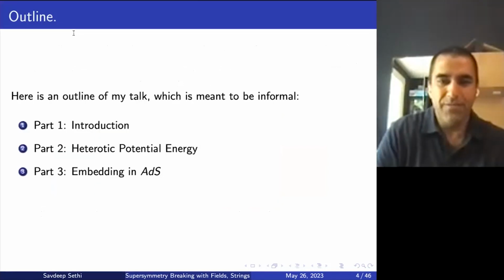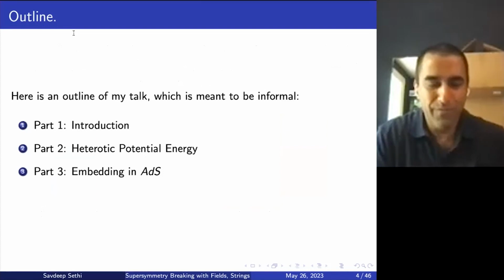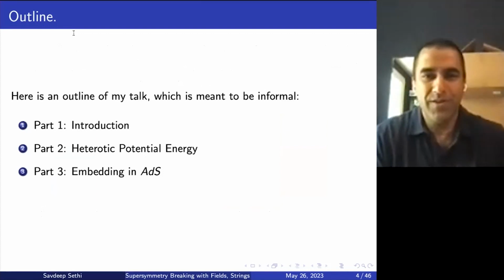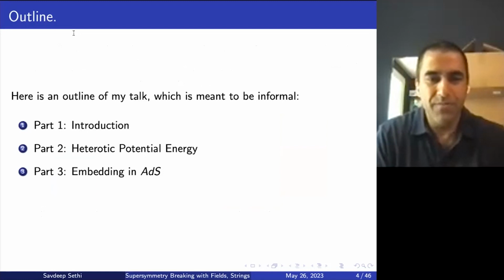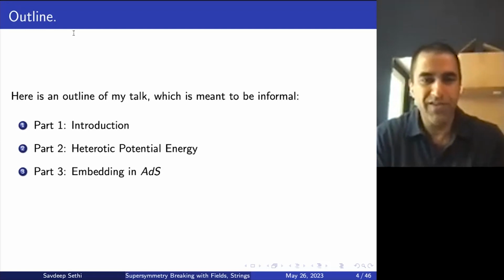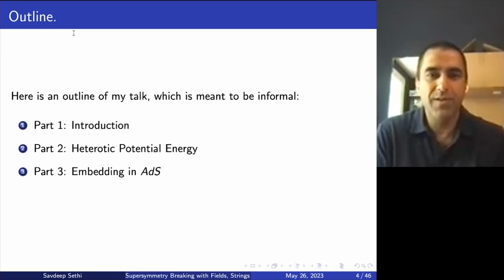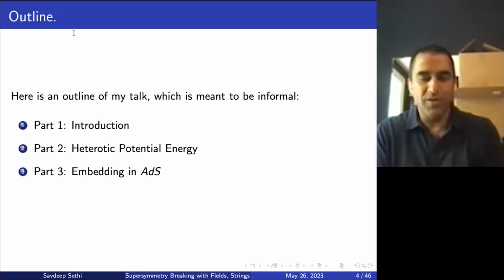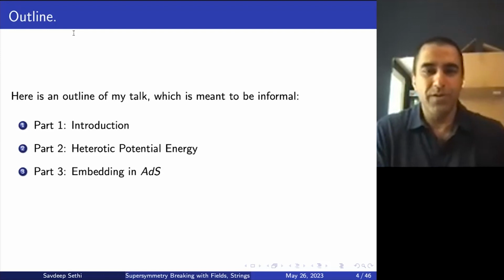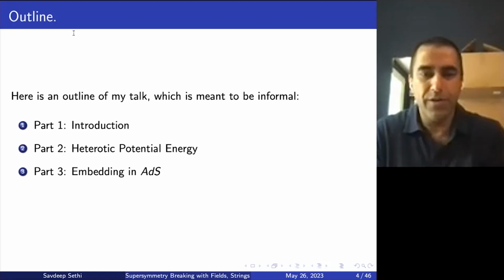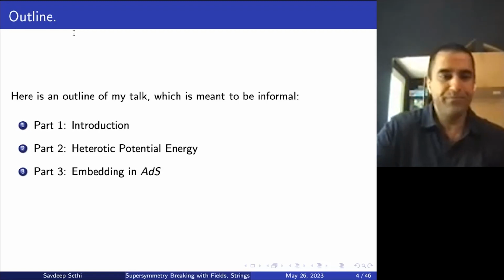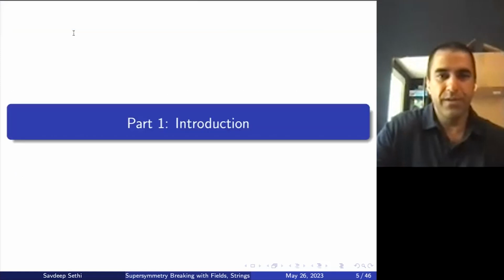So here's an outline of my talk, and it's meant to be a very informal talk. Please feel free to interrupt with questions and comments, if any. I'll start with some introduction about what the basic question is I want to address. And then I want to discuss something about the potential energy for the heterotic string in the simplest of all possible compactifications, just on a circle. And that's where we'll find most of the surprises already. And I'll close, assuming there's time, with an explanation about how you can embed this in AdS. All right, so let me start with an introduction.